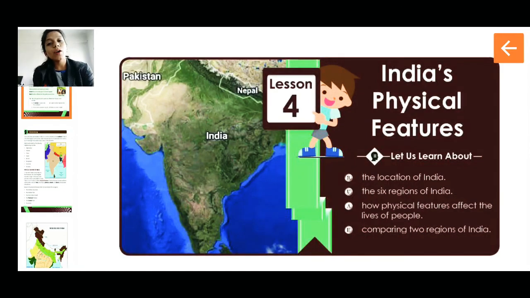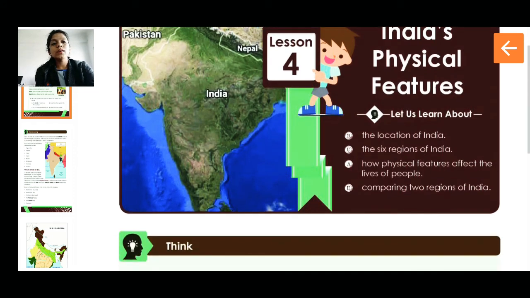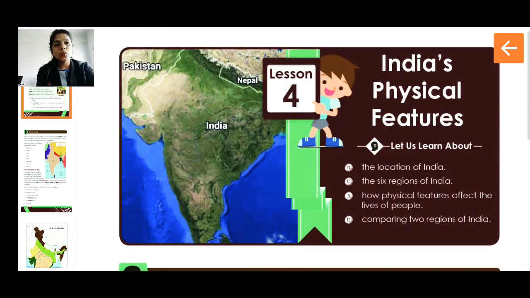Students, so today we are going to start with our new lesson from EVS2 book, that is lesson number 4, India's physical features. Students, in this lesson we are going to learn about the location of India, the 6 regions of India, how physical features affect the lives of people, comparing 2 regions of India. So in India's physical features, we will study about all the physical properties, the physical features of India.